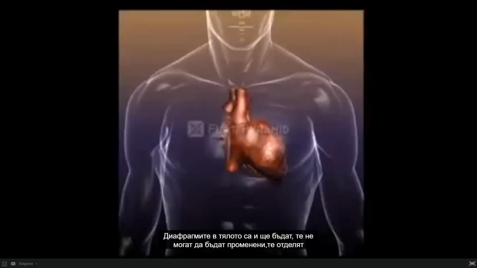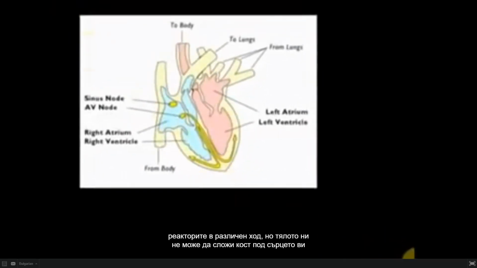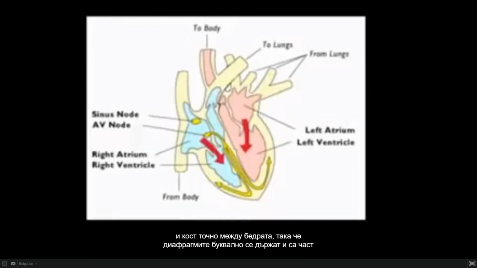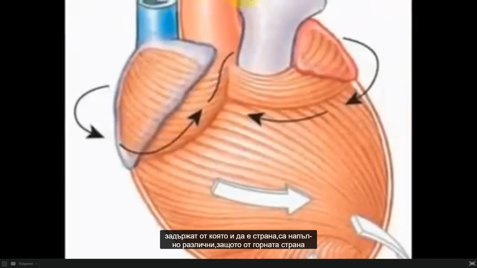The diaphragms in the body are and will be, and they cannot be changed. They are the separation of the reactors in different cores. But the body couldn't put, let's say, a bone under your heart and a bone right between your hips. So the diaphragms literally behave and are part of the bone structure. Because with them, the rhythm they create, the magnetic gravitational field they hold on either side is totally different.